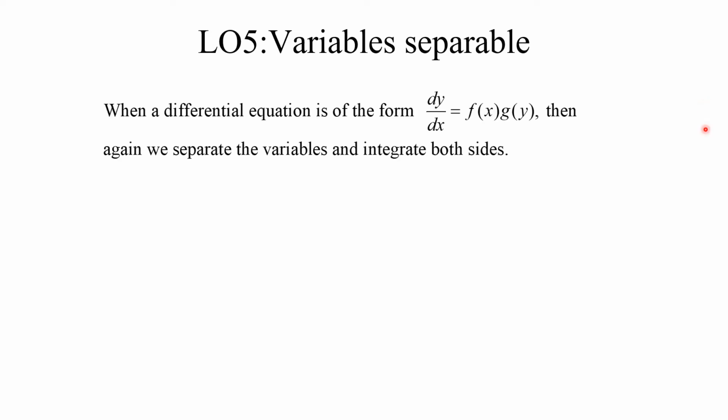And now we will focus on variables separable for the fifth learning outcome. This is similar to learning outcome 4, the second part, when we have dy/dx in terms of f(x) and g(y). Then we can separate the variables and integrate both sides. So we can bring the g(y) together with the dy, and f(x) can be left together with the dx.